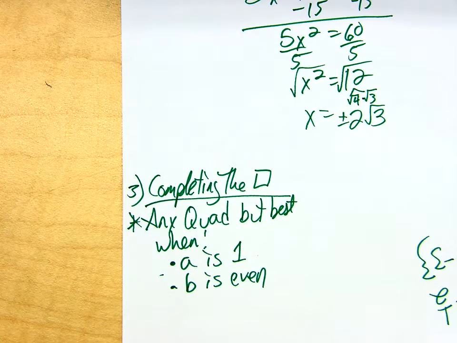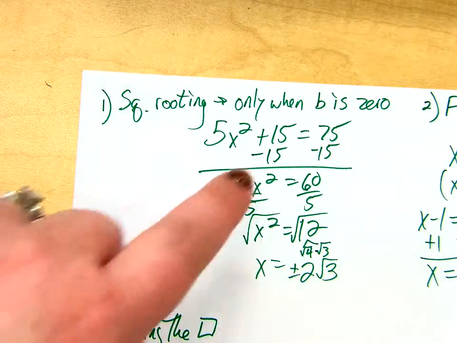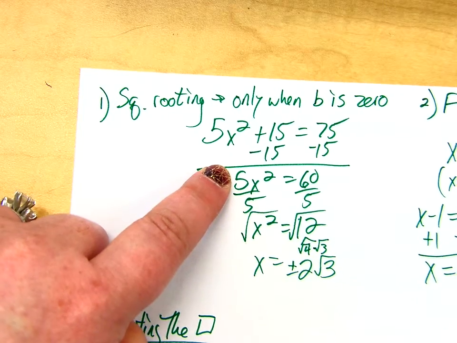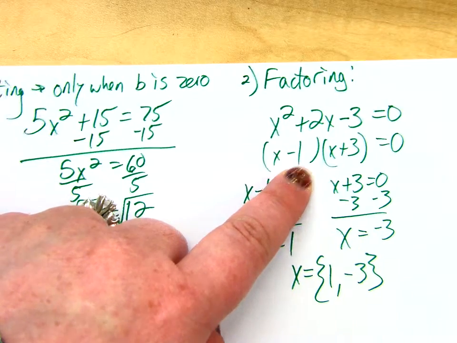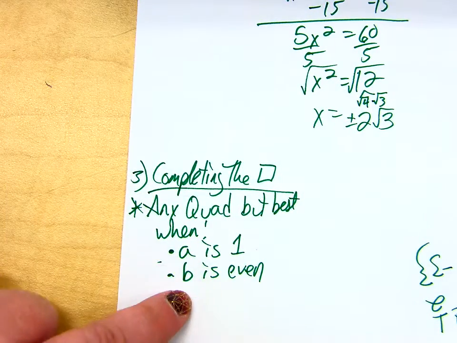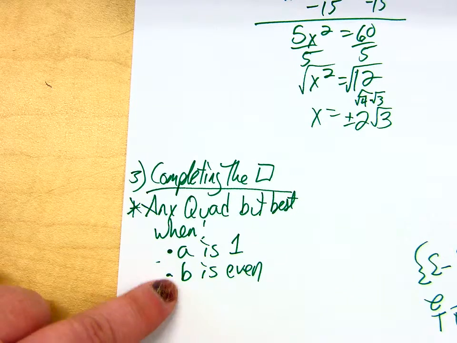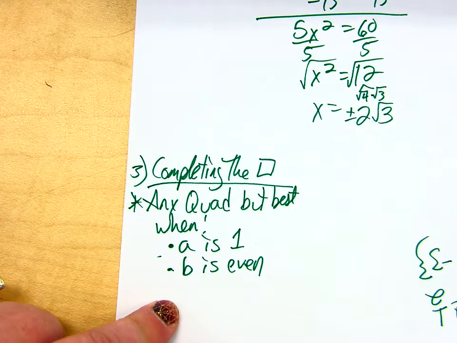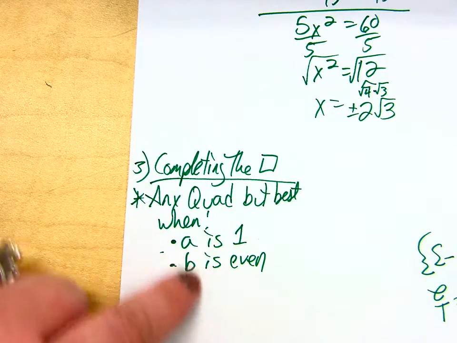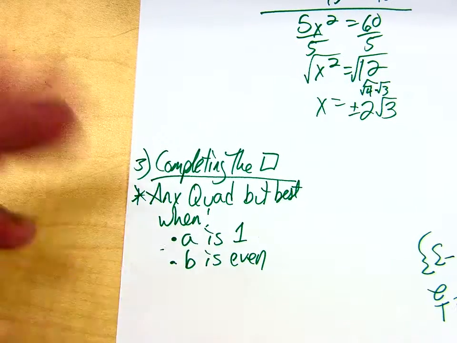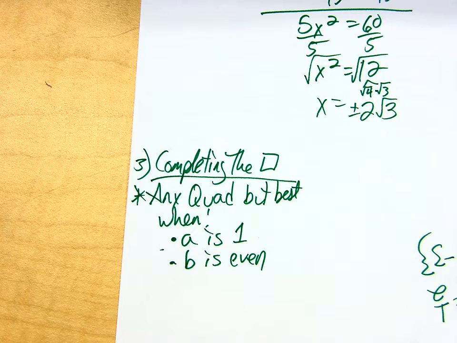So if I have my choice, if I'm taking the test, in the section where I can do whatever I want, I'm going to try to do them in this order. If I can square root it, I'm going to square root it. If I can't, I'm going to try to factor it. If I can't factor it, but a is 1 and b is even, then I'm going to complete the square, because then it's not that hard. And if these 2 things aren't met, then I'll do the quadratic formula, which you're going to learn tomorrow.